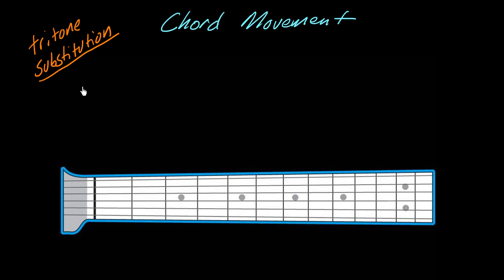There's just a couple things you need to know before I show you what this looks like. And one is tritone substitution only happens for dominant chords. Remember, there's three families or types of chords: major, minor, and dominant. So this will only apply for the dominant family or category or types of chords.